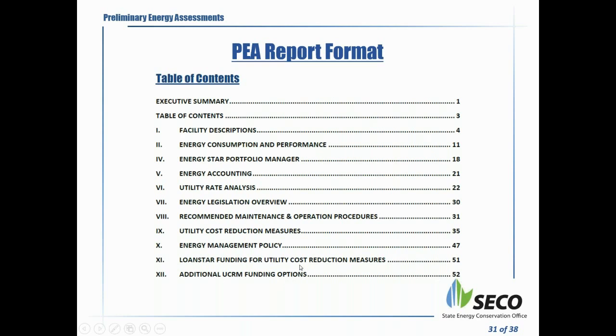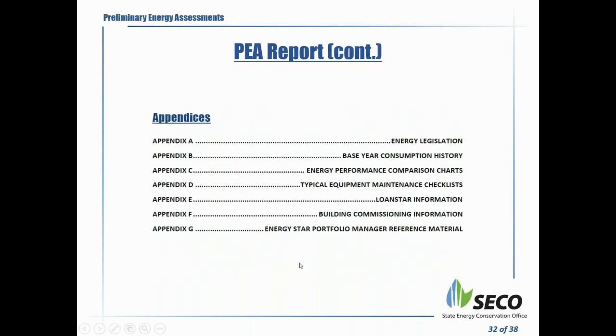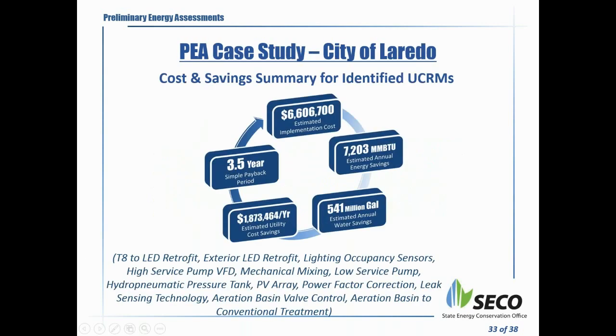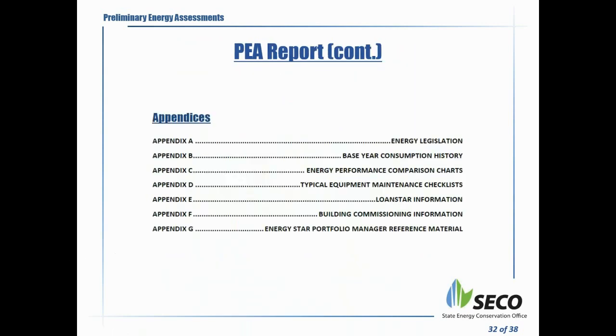So this is what the report will look like, and then in the appendix you will have all your utility data. All the information that was used to generate your report will typically be backed up in the appendices. Something to keep in mind is that most of the utility data that came from us will already be in the appendix, and then you can have that as a reference.